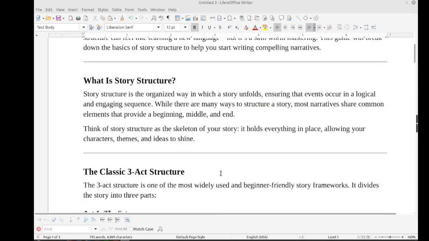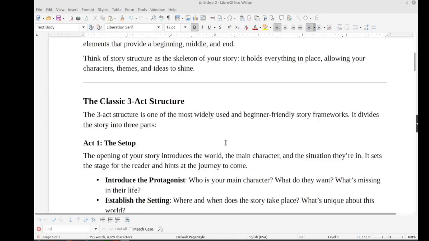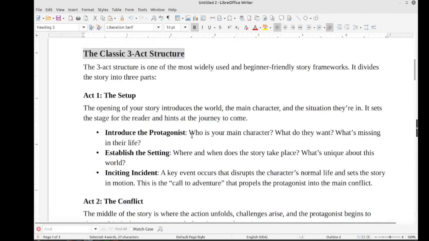So, first of all, let's talk about the definition of story structure. What is story structure? Story structure is the organized way in which a story unfolds, ensuring that the events occur in a logical and engaging sequence. While there are many ways to structure a story, most narratives share common elements that provide a beginning, middle, and end. So, let's dive right into the classic three-act structure.